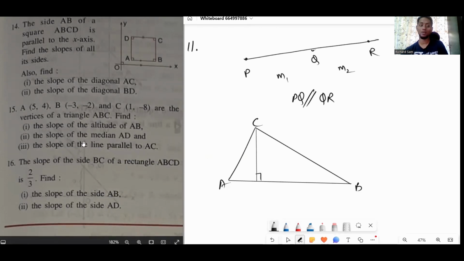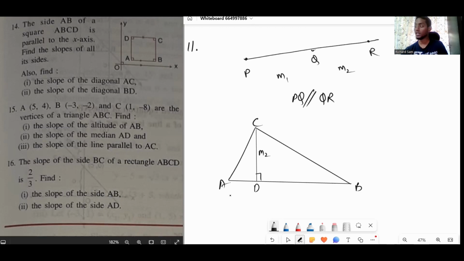So they're asking to find what? The slope of this line. We'll call this CD. Did you understand the first part? Find the slope of the altitude of AB. That means this one slope. We'll call this M2. How do we find M2? Do we know D? No, we don't know D. Do we know C? Yes, but that's not enough. We need C and D. So how to find the slope M2?